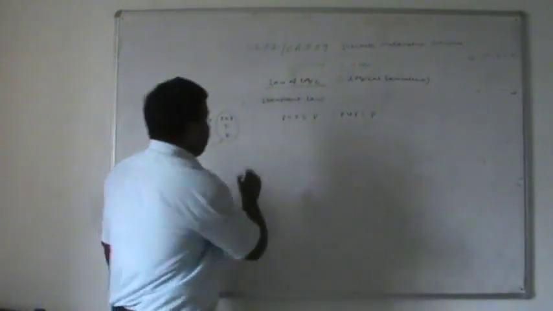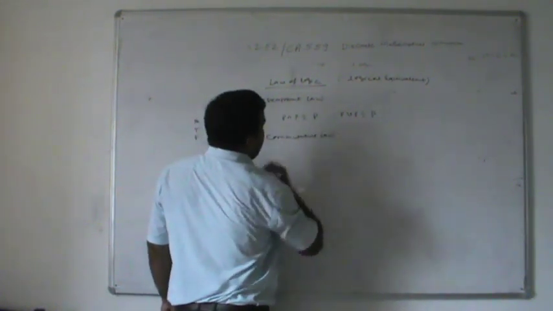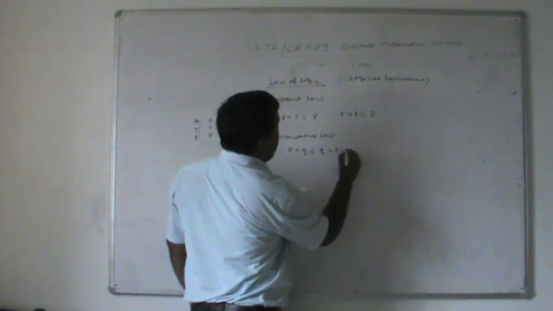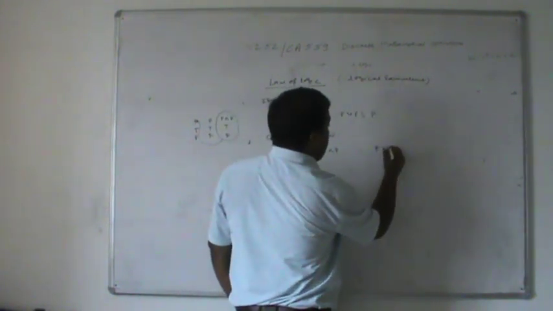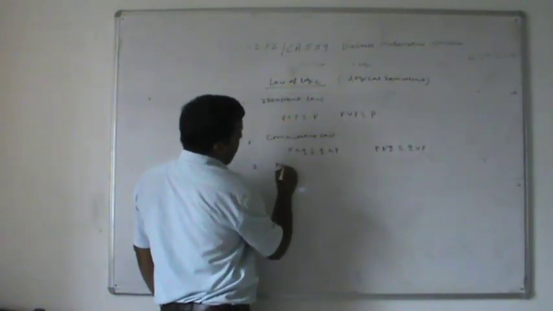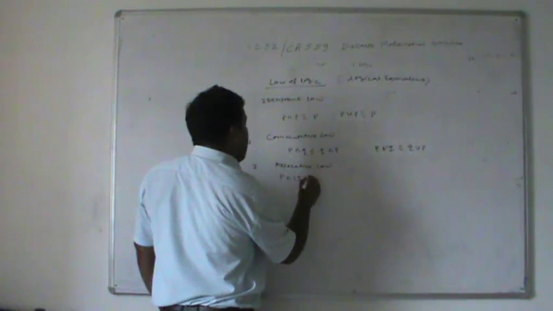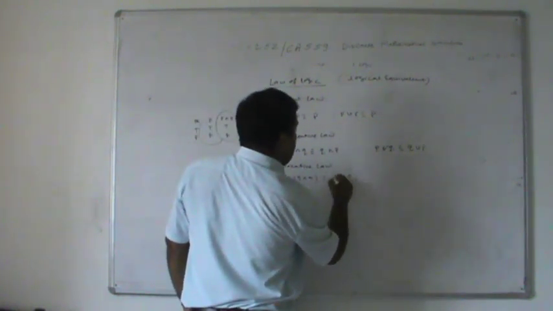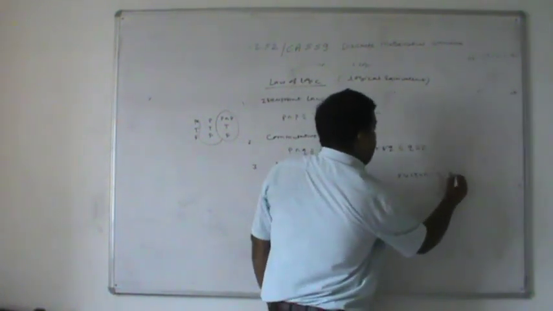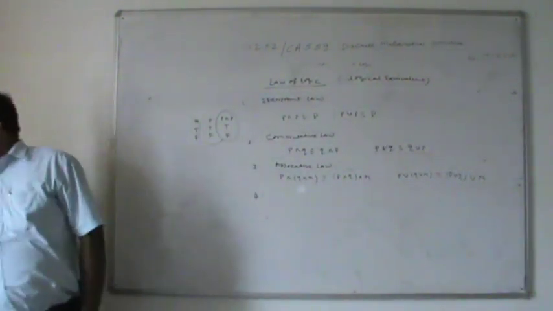Now the next law, the second law, is called the commutative law. In the commutative law, we can say P and Q is logically equivalent to Q and P, or P or Q equals Q or P. Now the third law is the associative law. The associative law says P and Q and R equals P and Q and R grouped differently, or P or Q or R is equivalent to P or Q or R grouped differently. That is called the associative law.